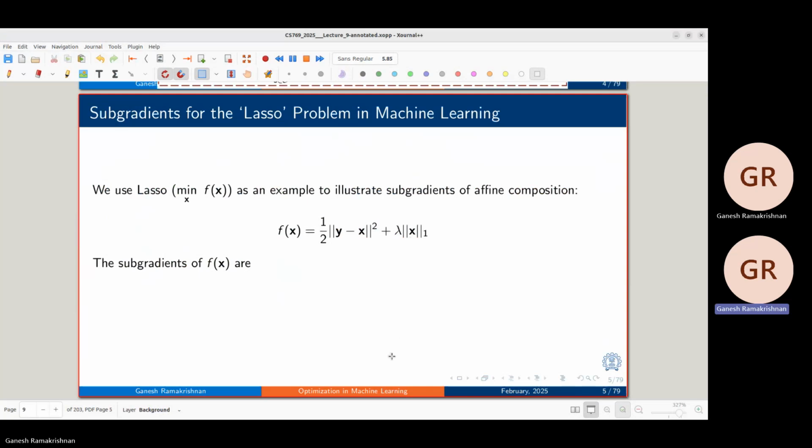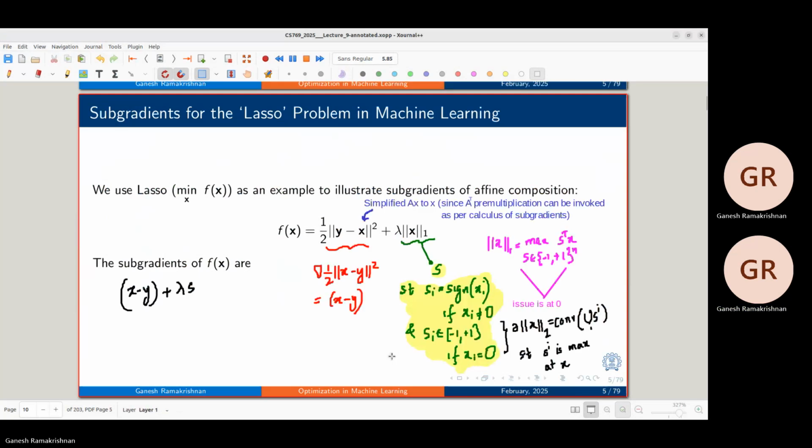So what are the subgradients of f(x)? Can we try and derive? Let's try and derive the subgradients of f(x). It's a simplified form of lasso, as I said. Why is it simplified? I just said 1/2 ||y minus x|| squared. How is it simplified? Yeah, there's no matrix A. Ax simplified to x, as you see in this blue part.